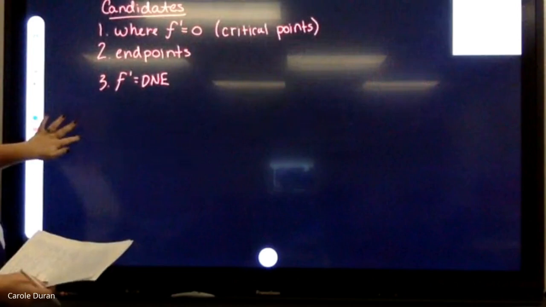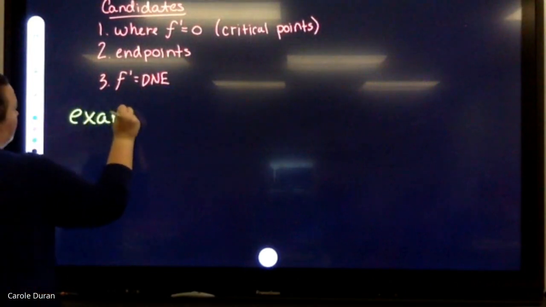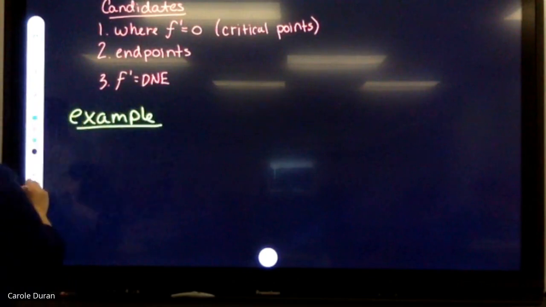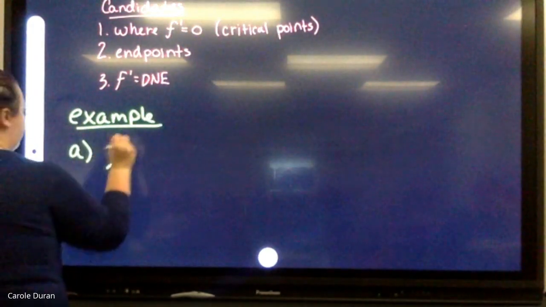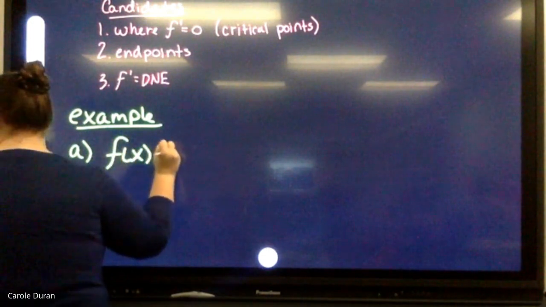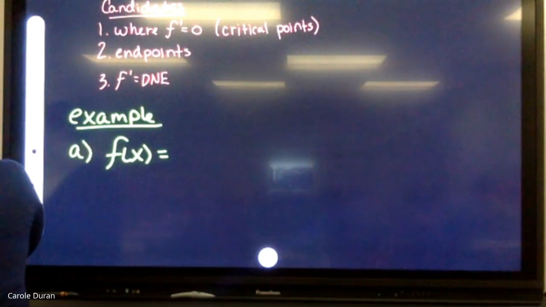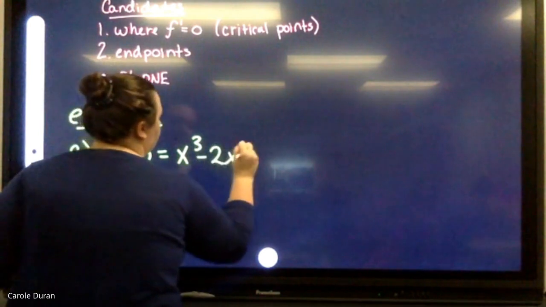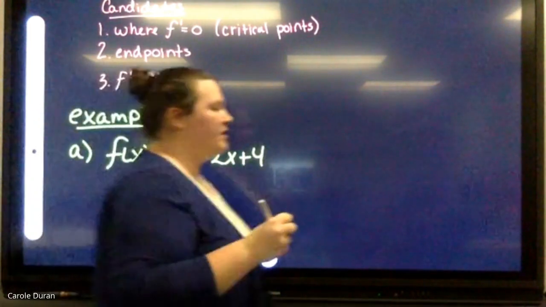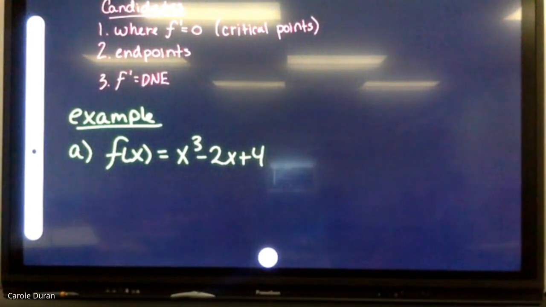So let's go ahead and jump right into an example because that's the easiest way to do these. Let's start with the function f of x equals x cubed minus 2x plus 4. I am going out of order because I think I want to start easier and then work toward the more complicated ones.